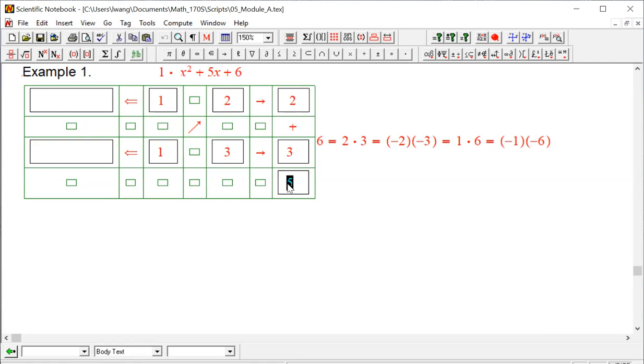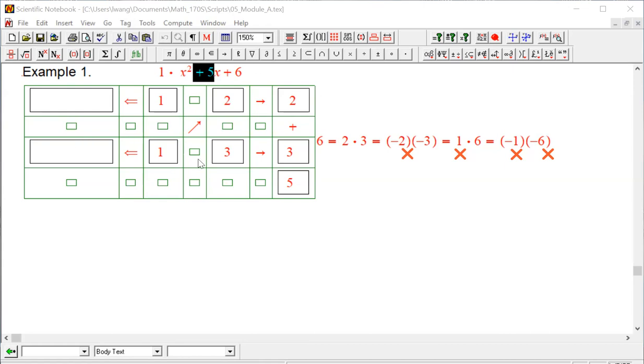And the 5 should match the 5 in the middle term, 5x. If we make that match, then we will not need to try all these other ways. We can just ignore them, and we have found our factors.